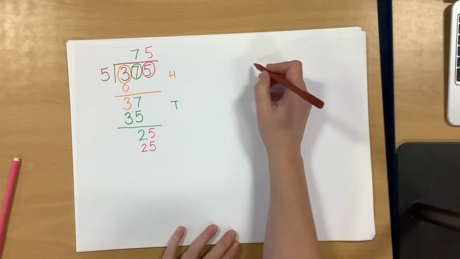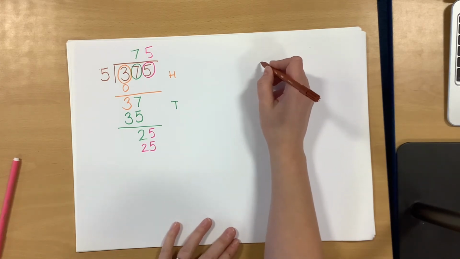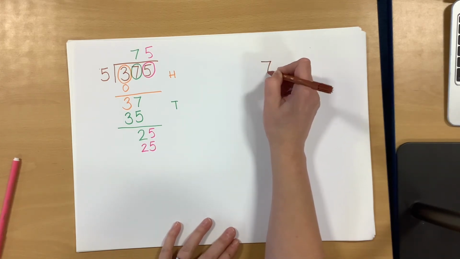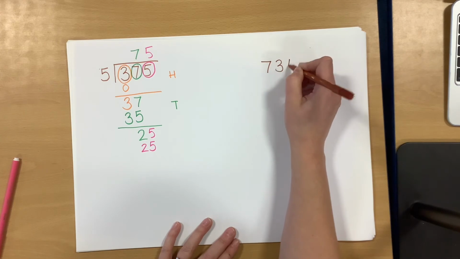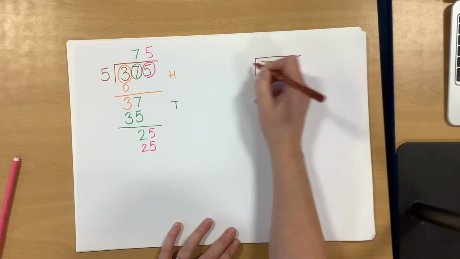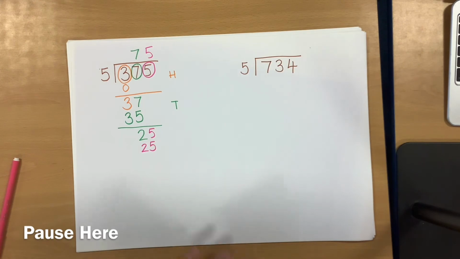Right, let me give you another one. You can pause and have a go at it. So let's do 734 divided by 5. Pause the video and have a go.